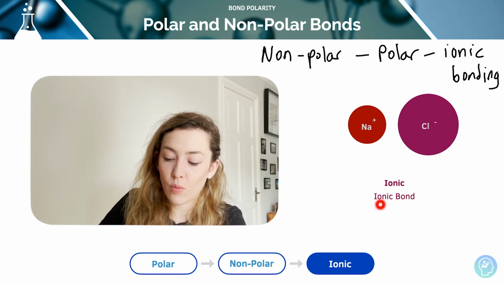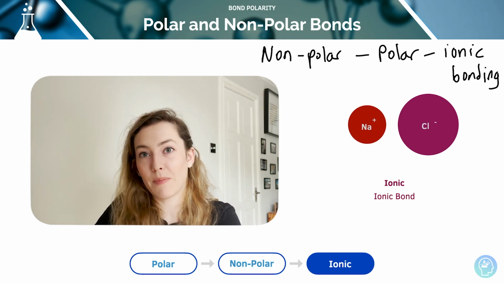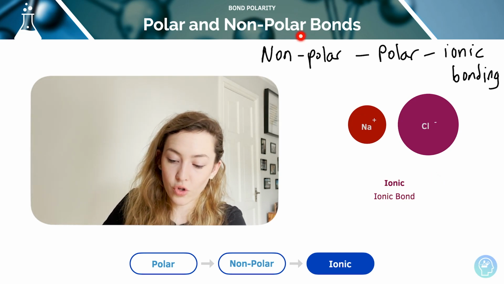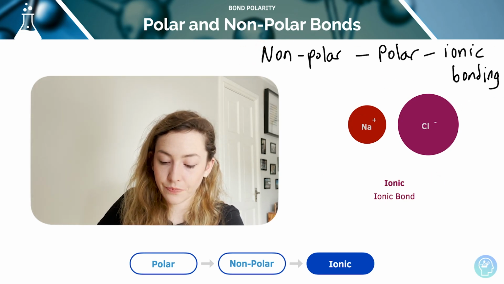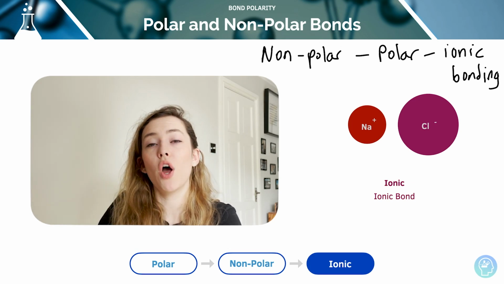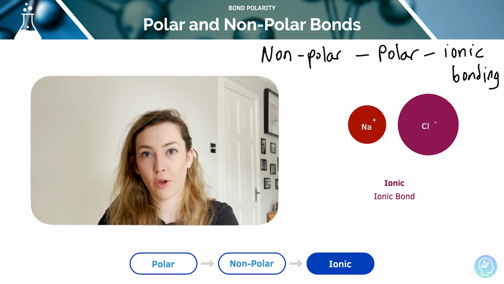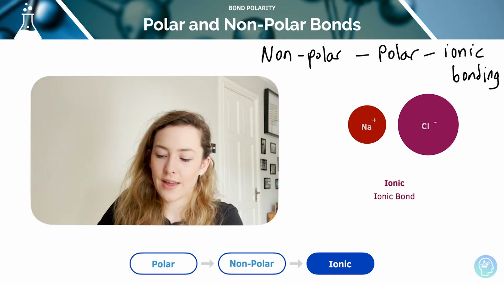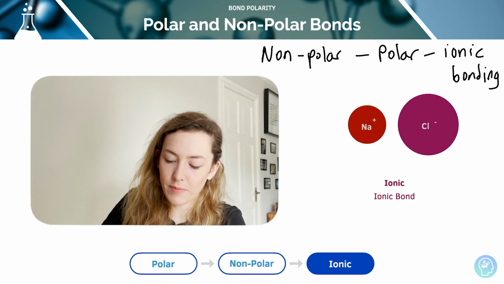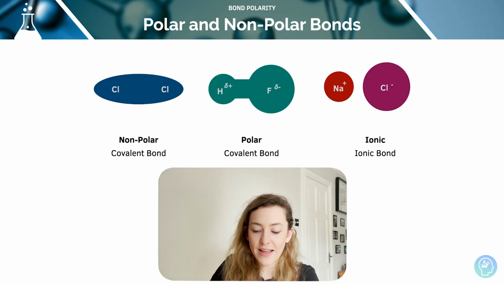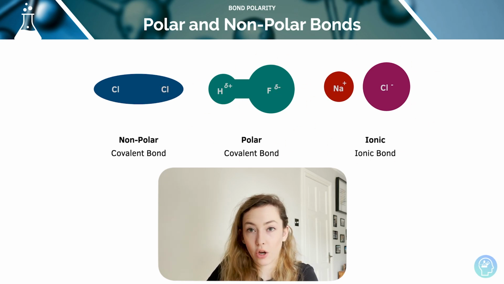Okay, now that is something that we've really built on from GCSE. That might be new knowledge to you, so it's really important we've got a strong understanding of this. You can still use your rules of metal and non-metal is ionic bonding, and non-metal and non-metal is covalent. They're not incorrect, it's just we've added some more information. And there's a visual representation of what we mean. So we've got non-polar with Cl2, for example. HF is a polar covalent bond, and an ionic bond would be a metal and non-metal, such as sodium and chlorine.